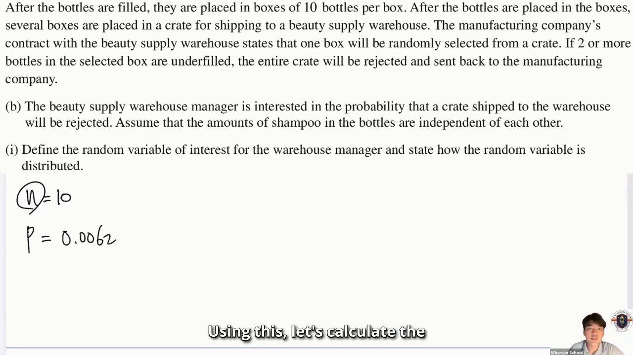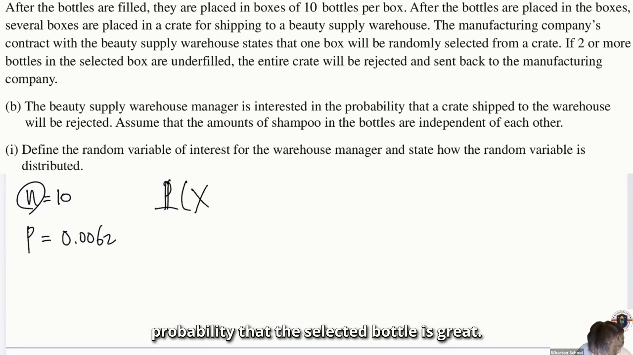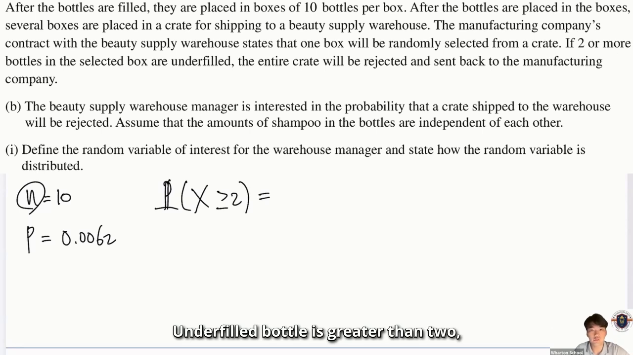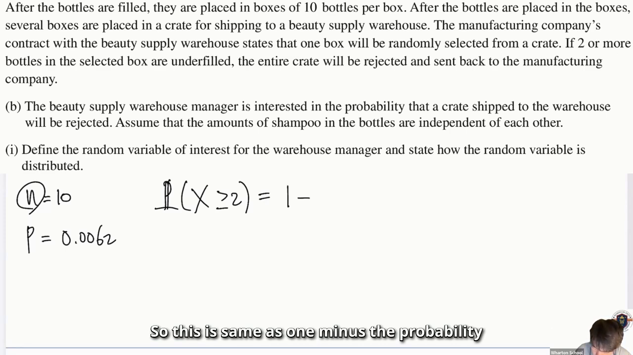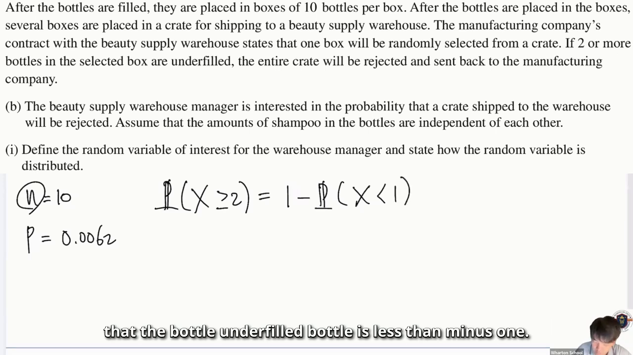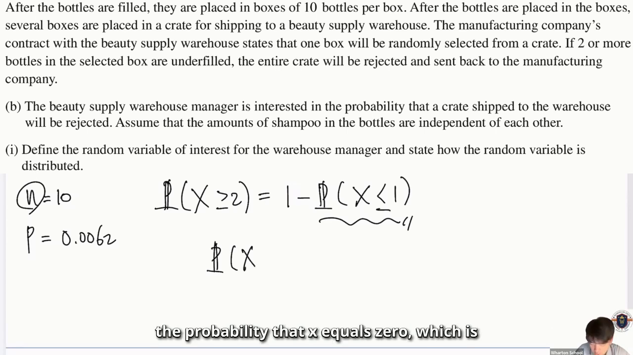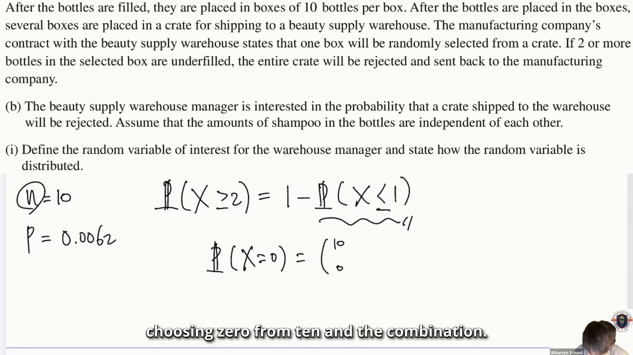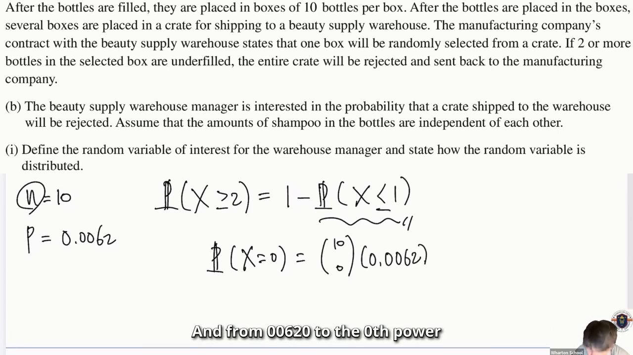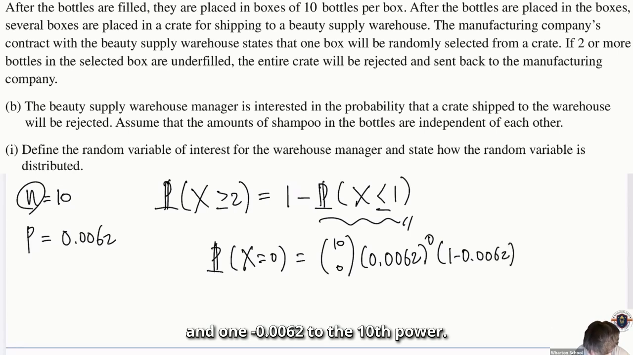Using this, let's calculate the probability that the number of underfilled bottles is greater than or equal to 2. This is the same as 1 minus the probability that the number of underfilled bottles is less than or equal to 1. To calculate this, we first find the probability that X equals 0: we choose 0 from 10, times 0.0062 to the 0th power, times 1 minus 0.0062 to the 10th power.